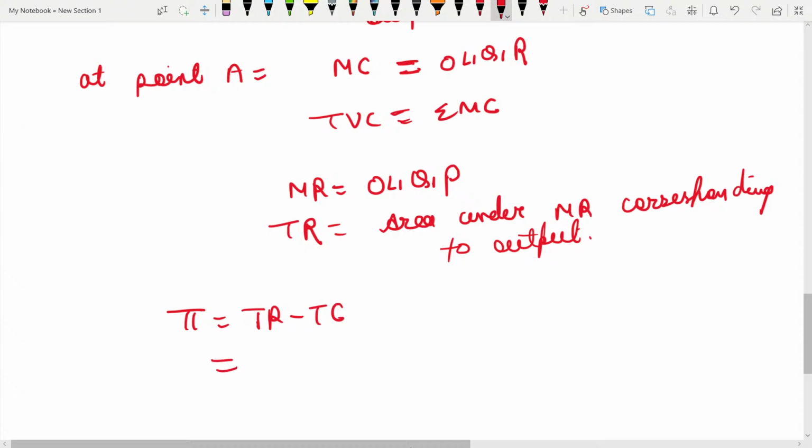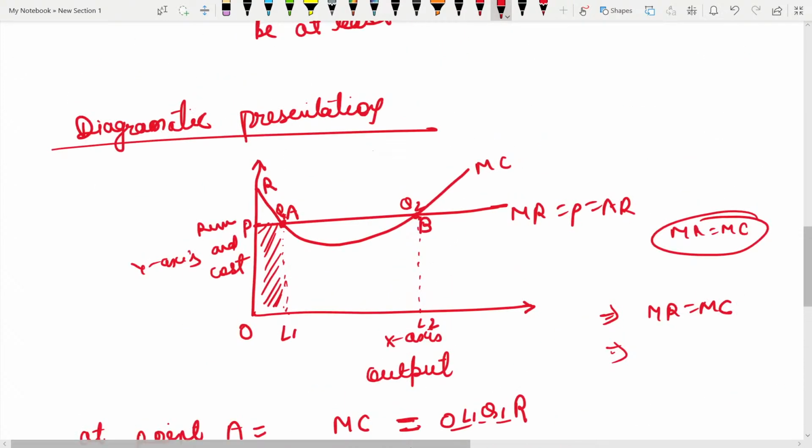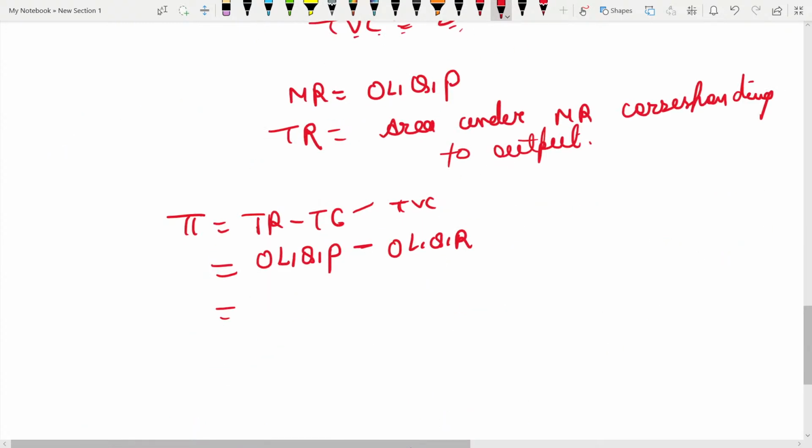Okay. And if we see that TR is what? OL1 Q1 P minus TC. We can also write it as TVC, because here we are talking about the short term. So TVC is what? TVC is OL1 Q1 R. Now you can see that at this portion, MC, that is marginal cost, is much higher than MR, that is marginal revenue. So this portion is less and this portion is higher. We can also say high and less.